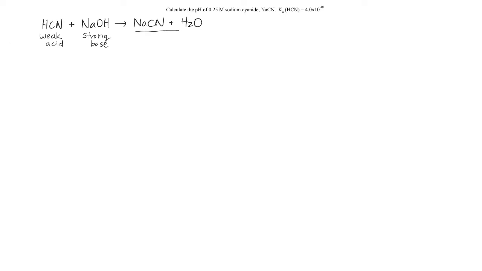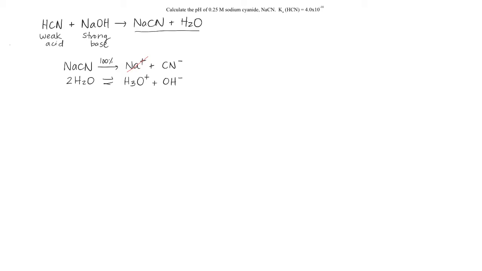Now let's take a look further at the products. Sodium cyanide will dissociate 100% to form sodium ions and cyanide ions. Water will self-ionize to produce hydronium ions and hydroxide ions. Looking at the ions that are produced by the salt, Na+ is the ion that comes from a strong base and won't react any further.